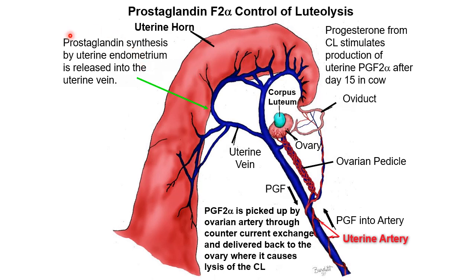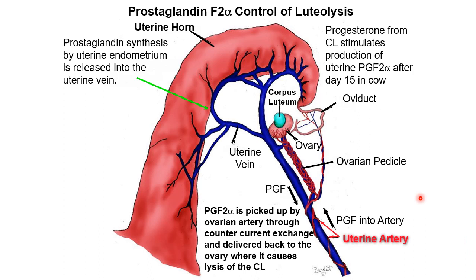So the prostaglandin is synthesized by the uterine endometrium, and it is released into the uterine vein. So in the cow, the prostaglandin cannot go into the bloodstream or the systemic circulation directly towards the ovary, because there is an enzyme in the lungs that destroys the prostaglandin. As shown in the diagram, we have here our uterine vein, as well as the uterine artery.